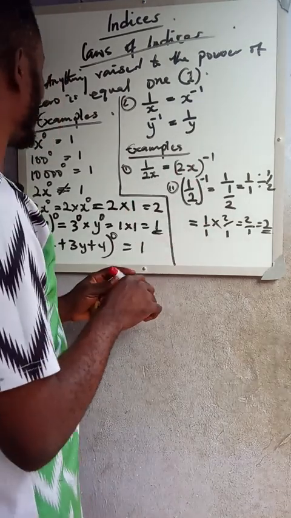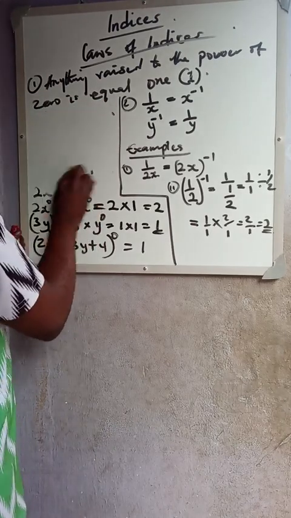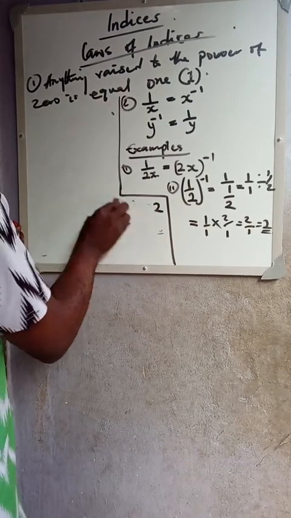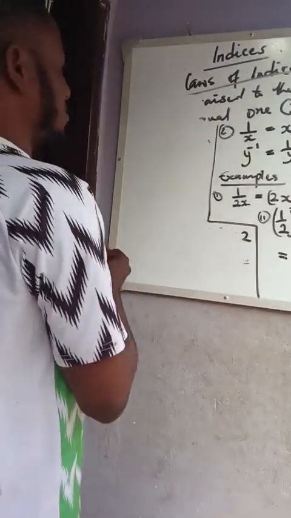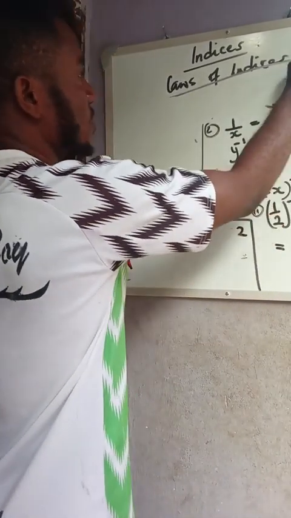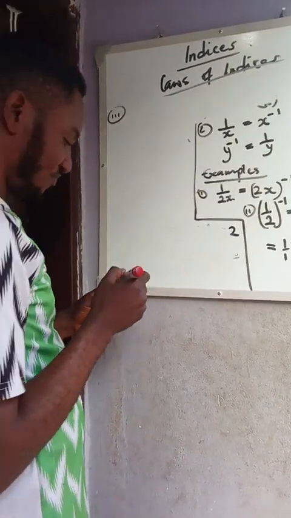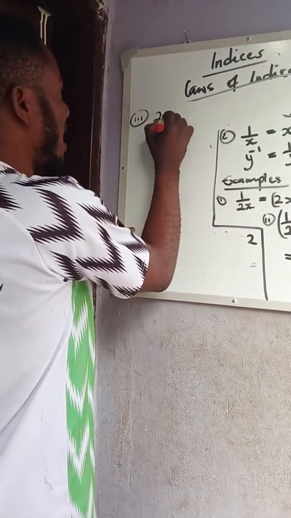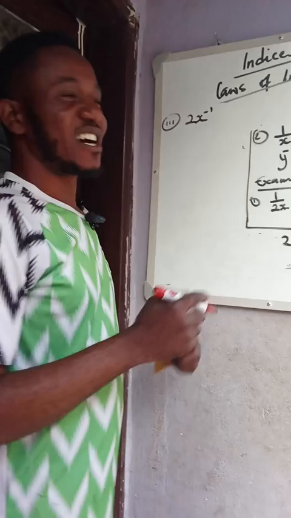Also, another example. Okay, I know we are through with this one. Let me wipe this so we can have another example. Example number 2. You'll see how it works. Very simple. Let me also clean this. Another example number 2. Now if I have, watch, 2x raised to the power minus 1. Watch now. 2x raised to the power minus 1.